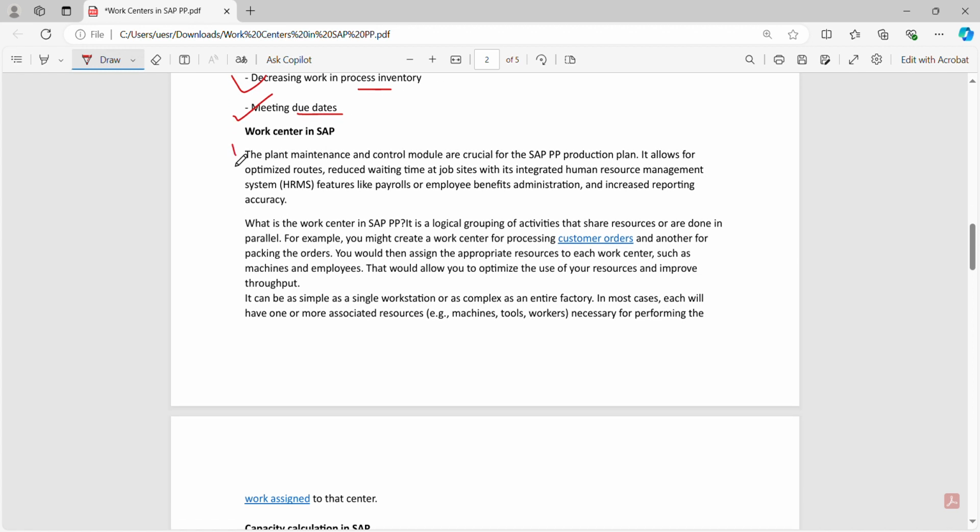Now we see work center in SAP. The plant maintenance and control module are crucial for SAP PP production plan. It allows for optimized routes, reduced waiting time at job sites with its integrated human resource management system HRMS feature like payroll and employee benefits admin, and increased reporting accuracy.